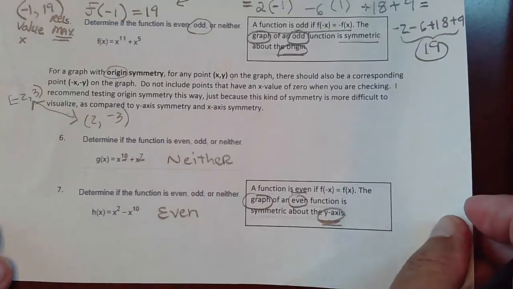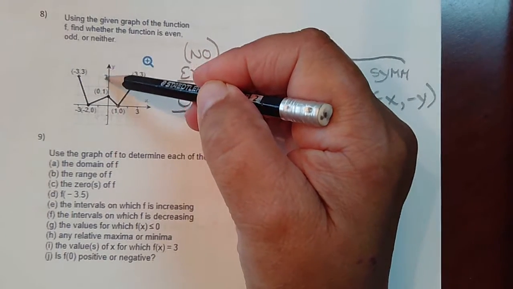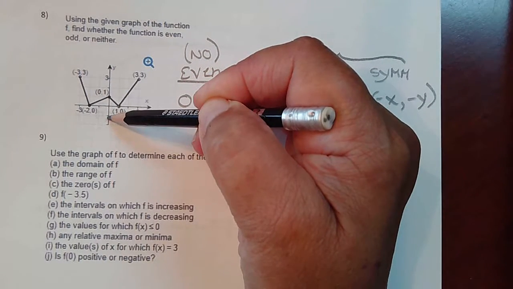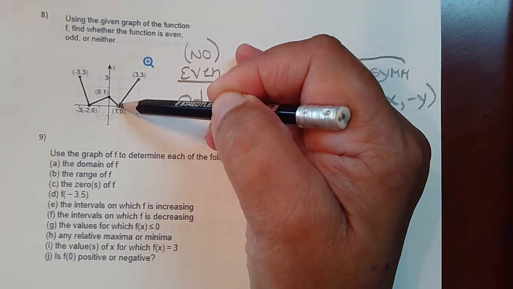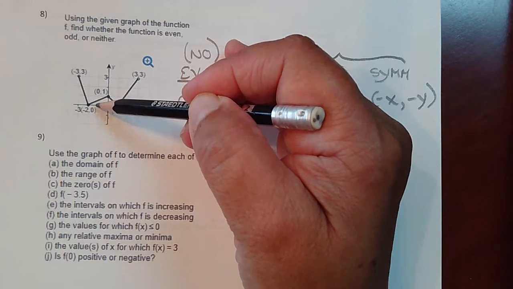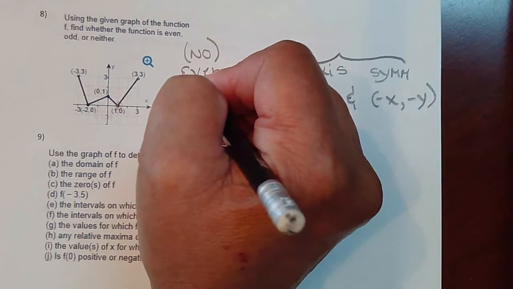All right, so let's look at problem number 8. Okay, so in problem number 8, this is a picture of problem number 8. I transferred those definitions from the previous page onto this page. Notice that if you were to crease the paper right here, you don't have matching images. Because for this point right here, the point that matches this on the other side would be negative 1, 0, and you don't have that point. So it can't be even.